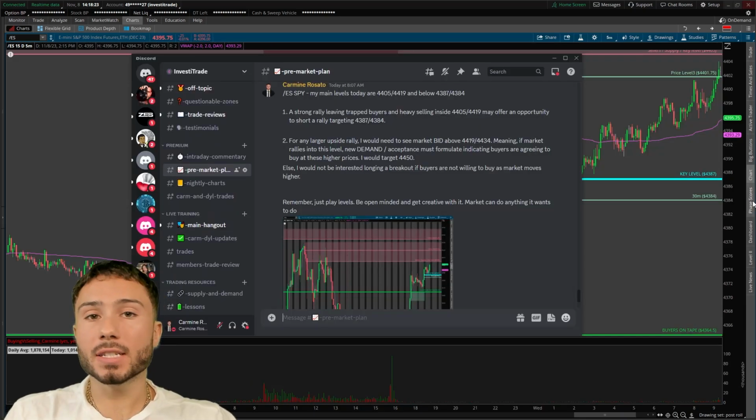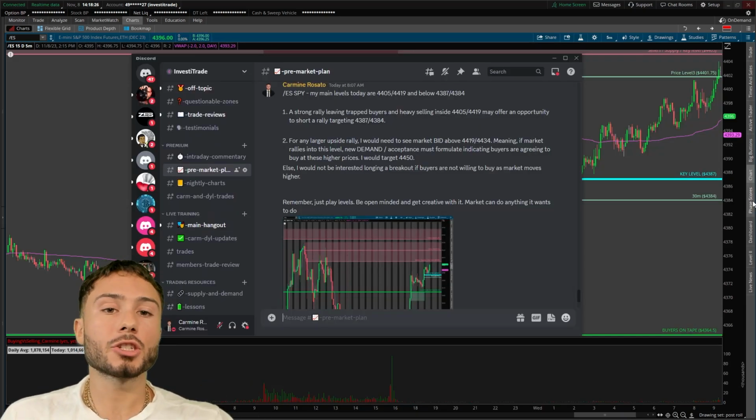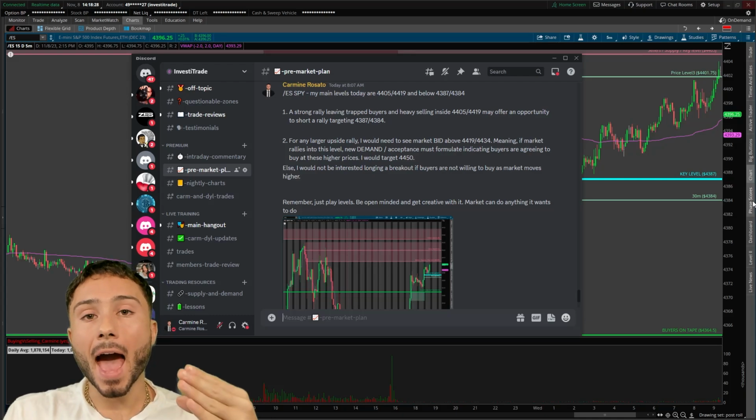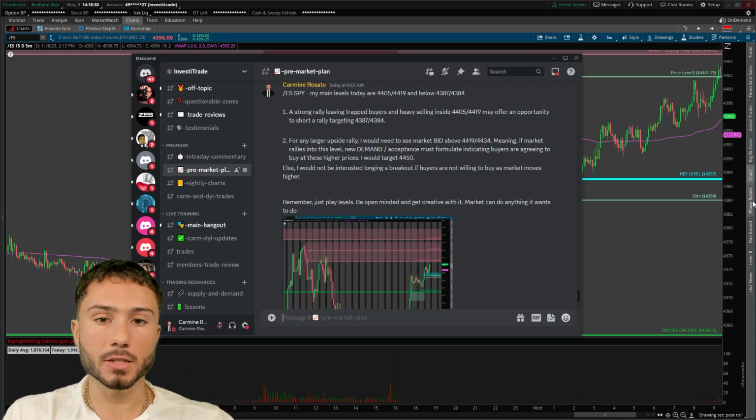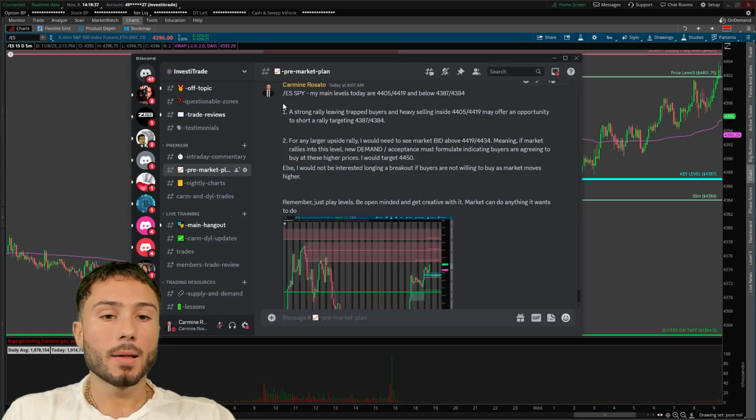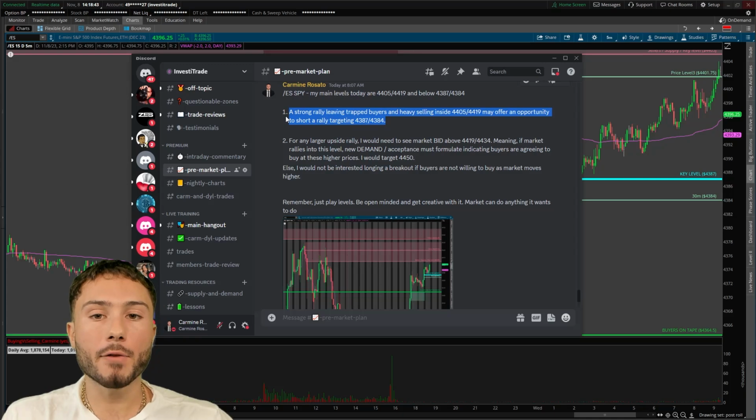So now we understand the concepts of this. Let's talk about how to execute and how to actually enter a trade because of this. So I want to go over my pre-market plan. I post these every single day in the Discord of setups I'm watching, levels I'm looking out for, and potential trading scenarios. My scenario today on November 8th was very, very simple.